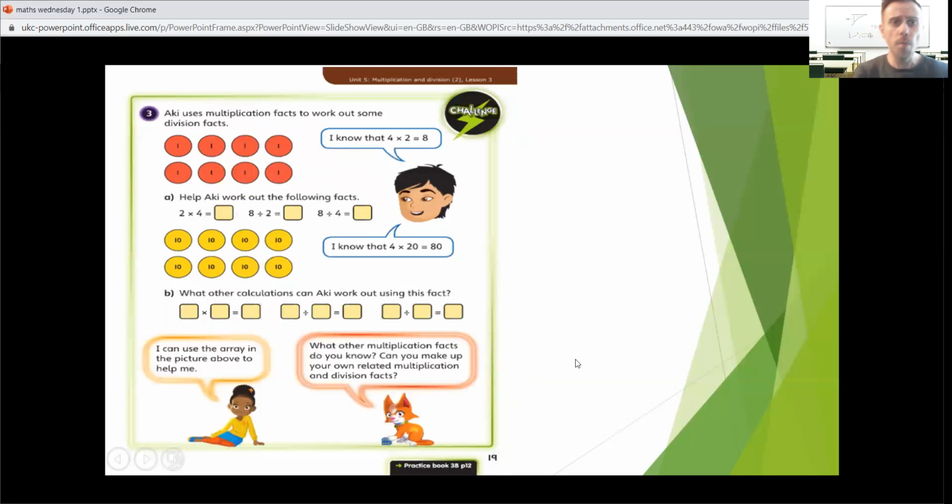Okay, one more little thing to have a go at is a challenge. Same as always with the challenge, if there's time to do it, if you're in school, brilliant, have a go. Don't worry too much if you don't have time to do it at home either, but it is an extra challenge for all those wonderful mathematicians. So this time, Aki's using some multiplication facts to work out some division facts. That's what we always say. You can use your multiplies to help you work out some divides, and you can use divides to help you work out multiplies using inverse, it's called, which is a great thing to do.